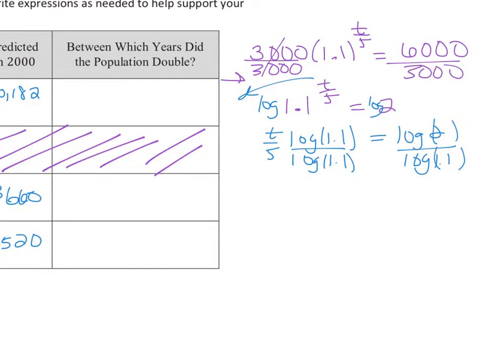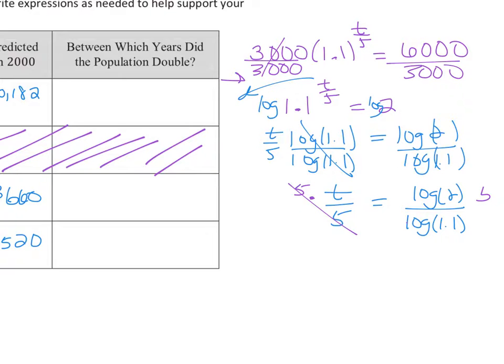Put that in parentheses. These cancel. And I'm also going to do something else in the same step. I know that I have t over 5 over here, and if I multiply by 5 on either side, this cancels. So type that into your calculator and see what year you end up getting.